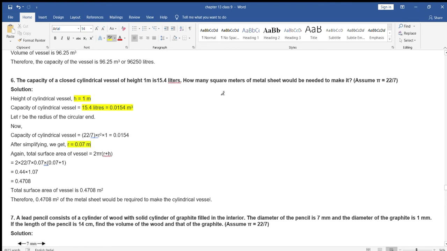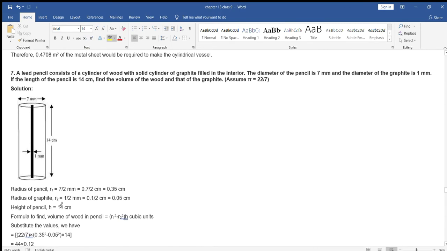Now how many square meter of sheet is required? Find out the total surface area. It is 2 pi r into r plus h, because top and bottom also we are considering. It is a closed cylindrical vessel. बंद है, दोनों साइड से बंद है. That's why we are talking about total surface area. Now we know the formula, we know R, we know H, put the value, then we can easily find out the total surface area. And here is our answer, 0.4708 meters square. Okay, here is our question number 7 for this exercise.